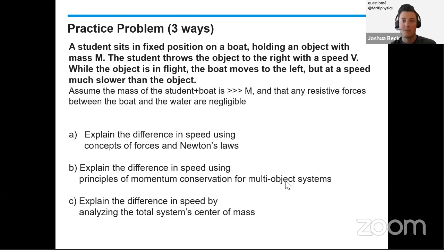I want to see if you can explain why this boat moves with a slower speed than the ball that was thrown, but I want to see if you can do it three ways. Can you explain why using Newton's laws and forces? Can you explain the difference using conservation of momentum for multi-object systems? And can you explain the difference using this final method, analyzing the system center of mass?